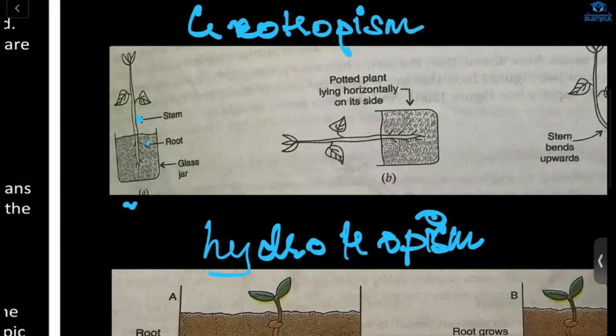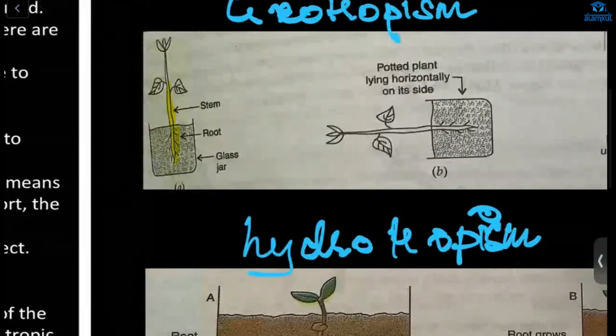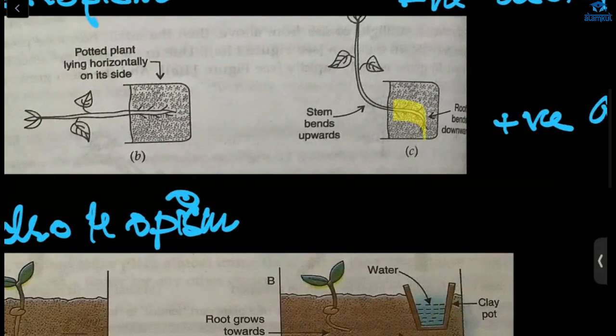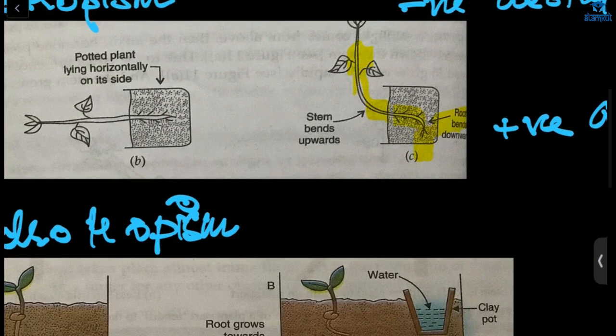Next we have geotropism. Here the stimulus is gravity. This is the stem and this is the root. Now if you are planting it sideways, horizontally, what will happen? The root will bend downwards, and the stem will bend upwards. This root is showing positive geotropism, right? It is going towards the stimulus, gravity. And this stem is going away from it, moving upwards. So it is negative geotropism.